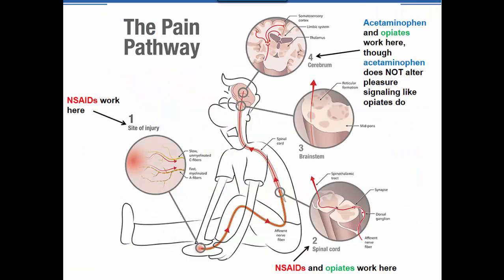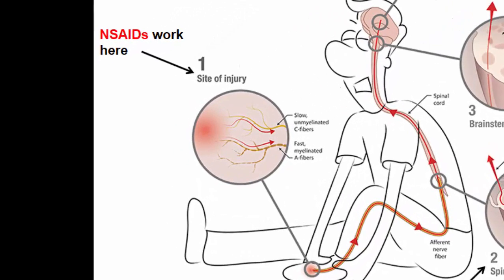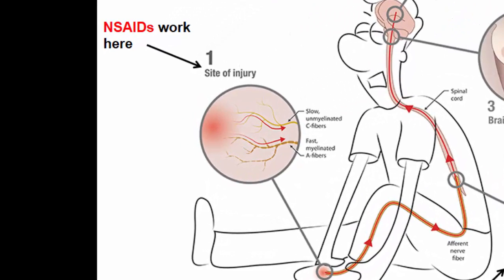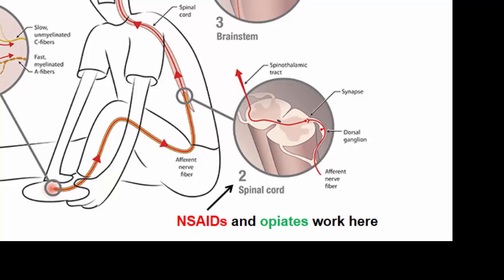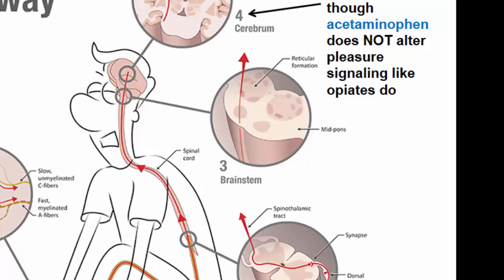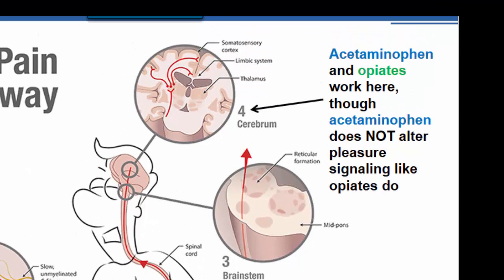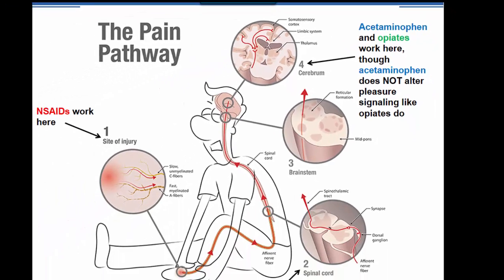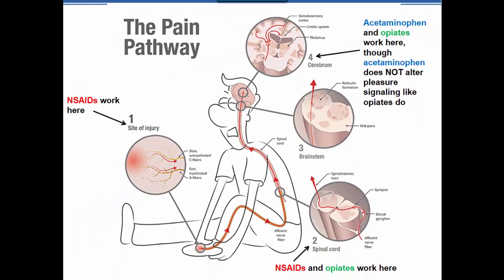This little graphic just explains the different pain pathways and where these different drugs work. NSAIDs work at the site of injury. NSAIDs also work at the level of the spinal cord too. Opioids can work at the level of the spinal cord, but they also work at the level of the brain. And acetaminophen only works at the level of the brain. Now, don't forget, even though both acetaminophen and opioids work at the brain level, acetaminophen is not addicting because what it's doing at the brain is not altering pleasure signaling.